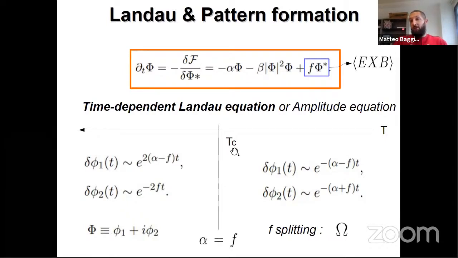Now, when you do the explicit breaking on top, what you see is that, first of all, the critical temperature is shifted. So it's not just alpha equals zero, but actually alpha equals F. It's exactly when this mode goes to zero. The other mode will remain damped at exactly the critical temperature, and both the modes below will be damped. So what you will find out now is that the Goldstone is not infinitely living, but it has a finite lifetime. Of course, this is obvious for a physical reason, because you are breaking the symmetry. So the Goldstone cannot be there forever. It's not protected anymore by the symmetry.